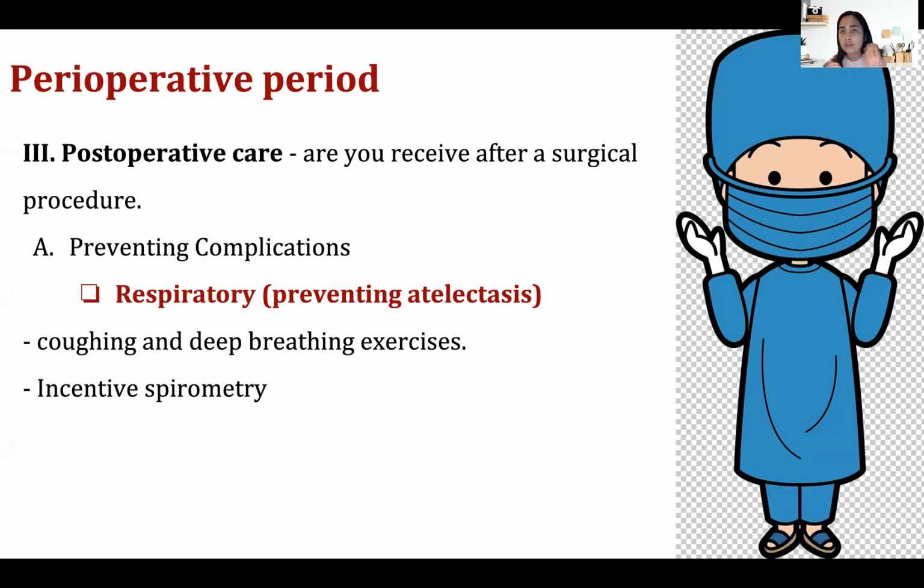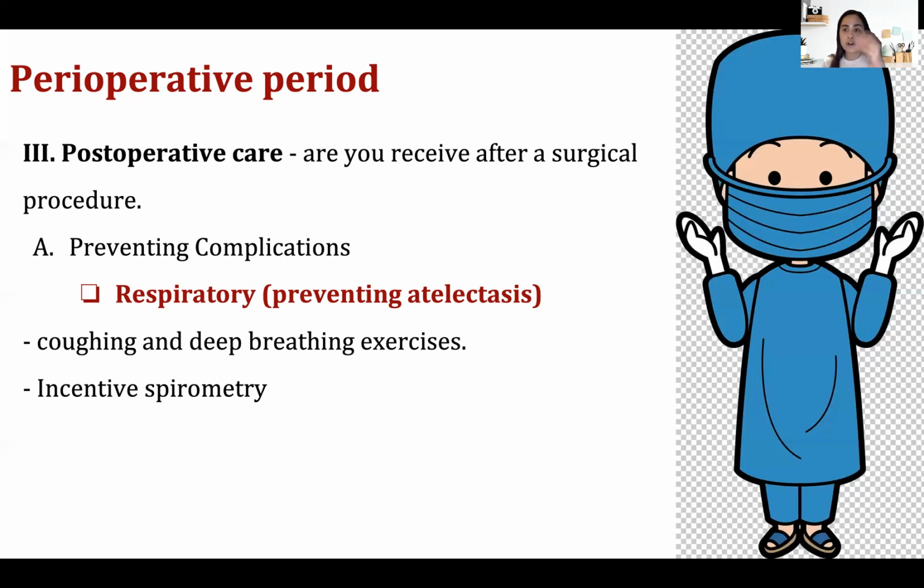So what are the things we can offer to the patient? We can offer them coughing and deep breathing exercises. You tell the patient to just put a pillow on their abdomen and cough. In this way, you are helping the lungs to re-expand again. Deep breathing exercise is also very important. It will help the patient to re-expand the lungs as well. And I told you about one other device, the incentive spirometer, which can help the patient to re-expand the lungs.